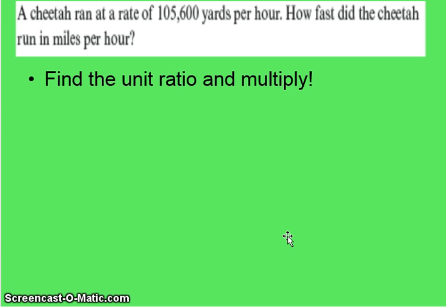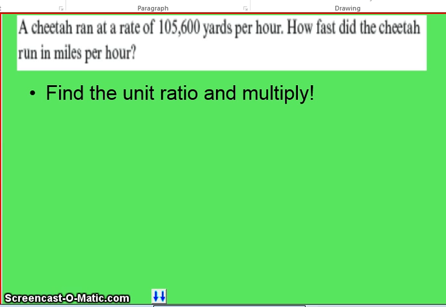Here we have a problem, an example. This one is one you need to write down in your notes. So a cheetah ran at a rate of 105,600 yards per hour. How fast did the cheetah run in miles per hour? Now our directions are find the unit ratio and multiply.